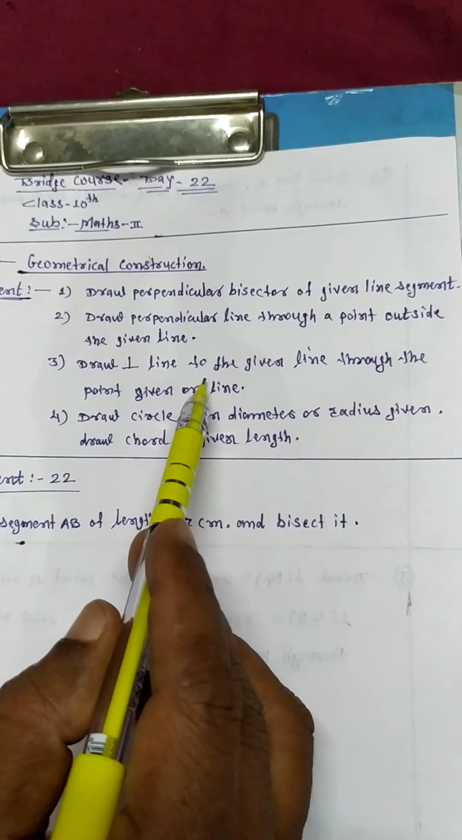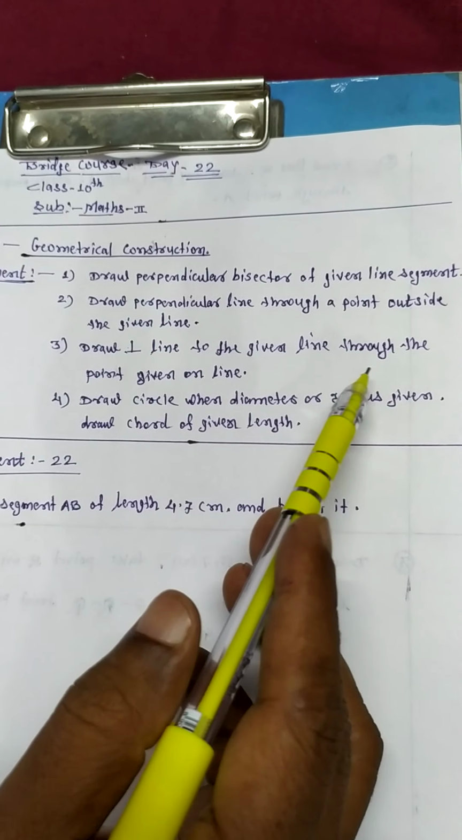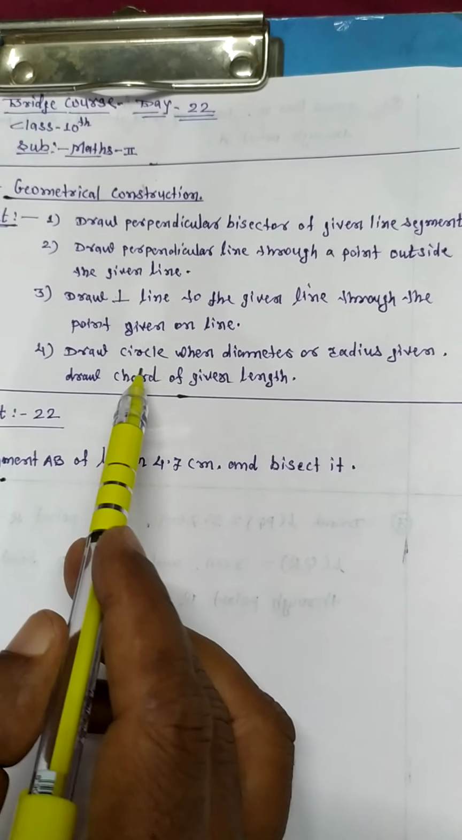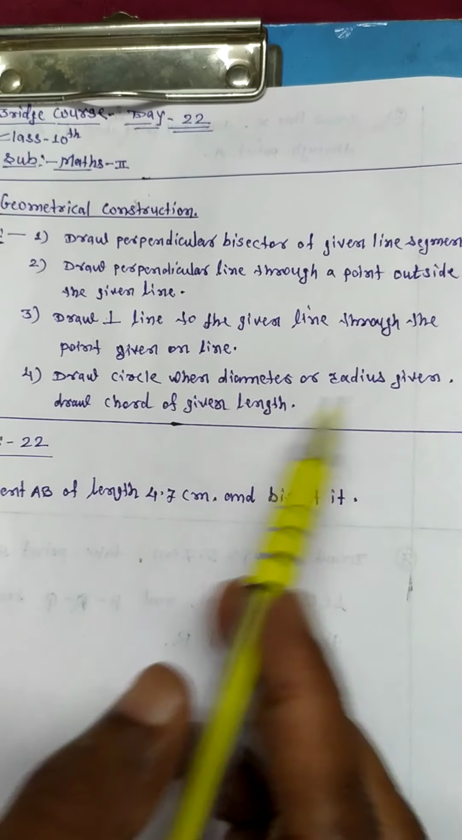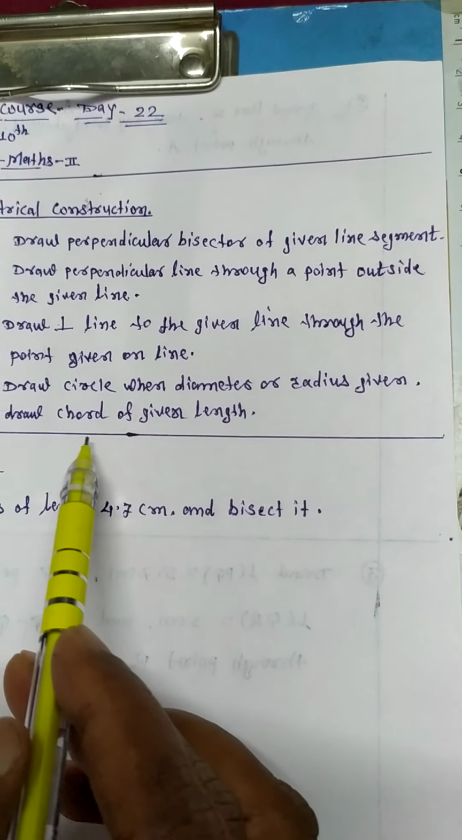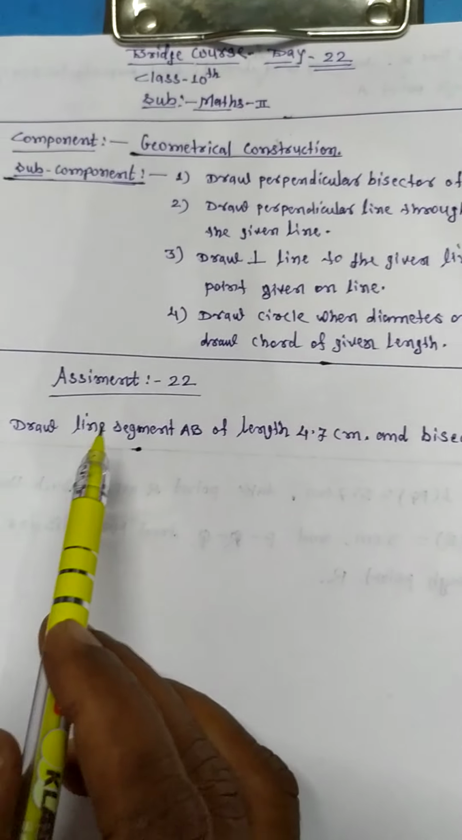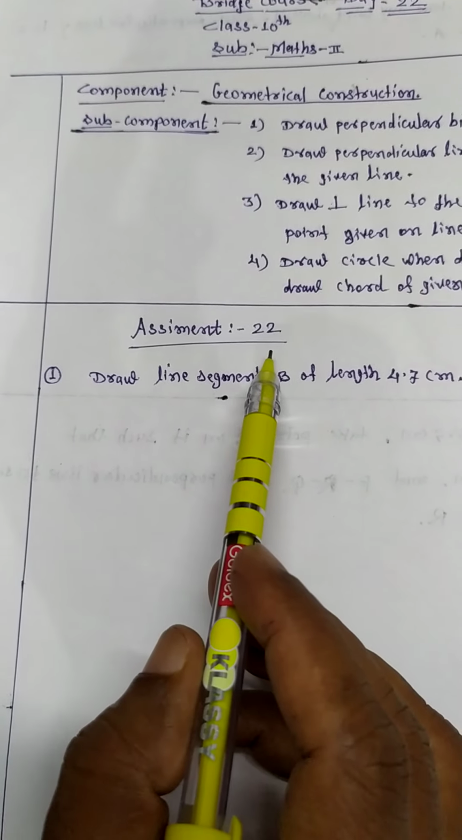Now in this case the component is geometrical construction and the subcomponents are: number 1, draw perpendicular bisector of a given line segment; number 2, draw perpendicular line through a point outside the given line; number 3, draw perpendicular line to the given line through a point given on this line; number 4, draw circle when diameter or radius is given, and again draw chord of a given length. Now for this point we have to solve the assignment 22, that is day 22.